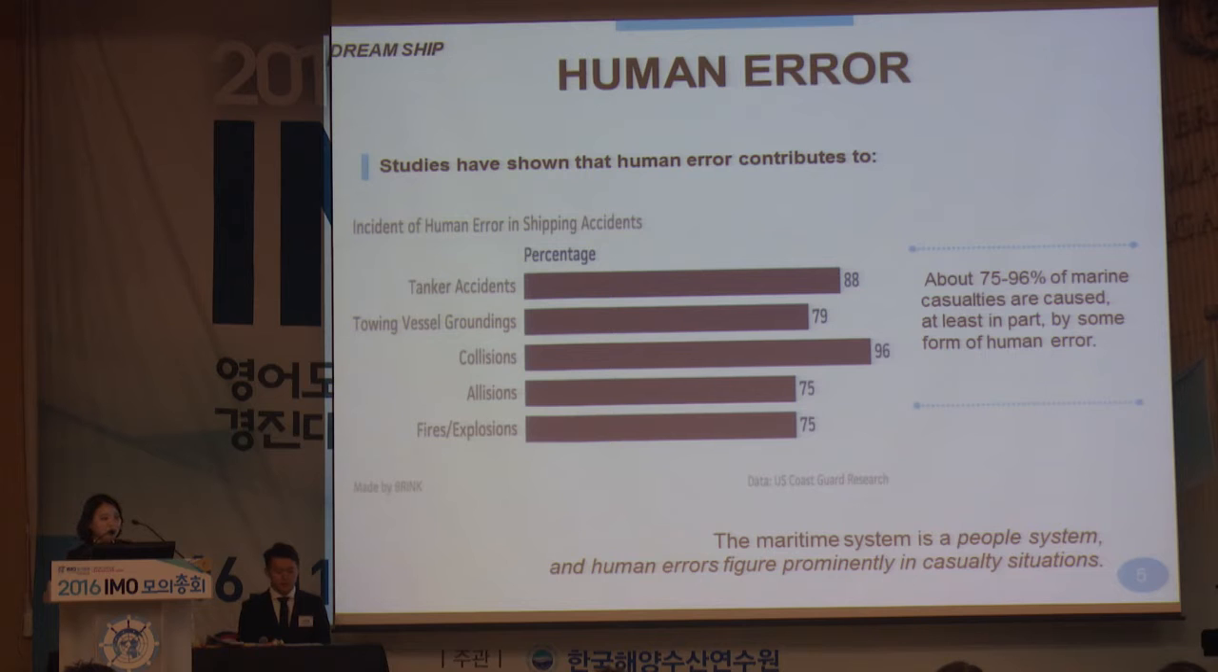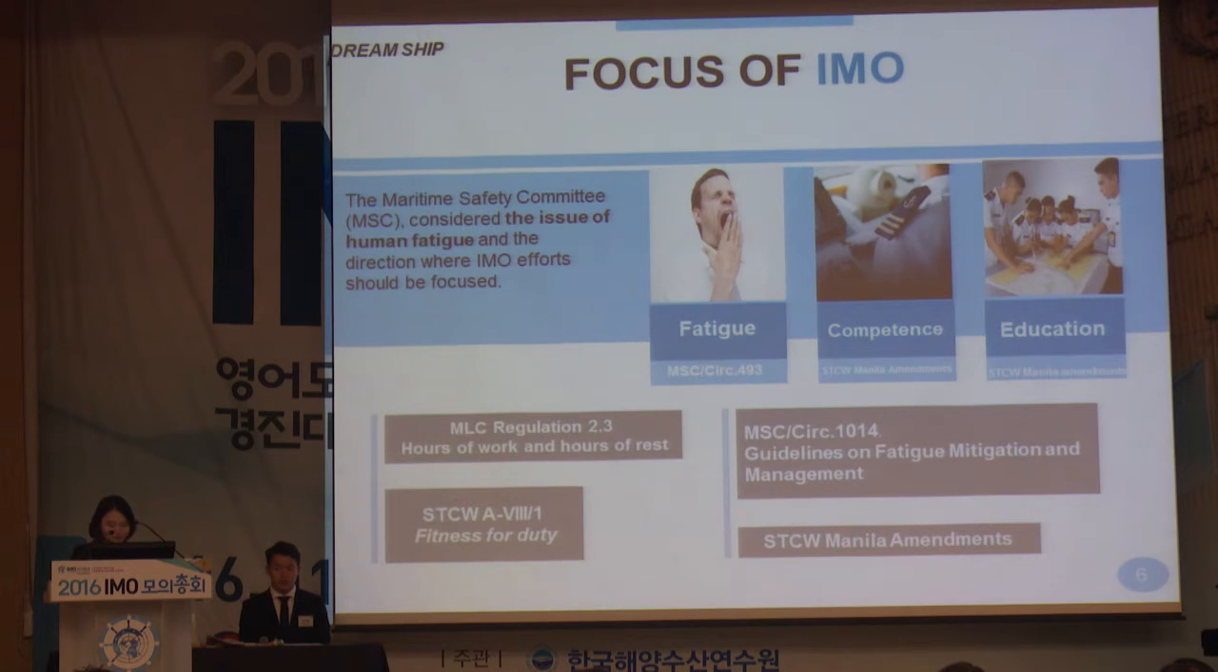According to the report by the U.S. Coast Guard, the rate of shipping accidents, including tanker accidents, towing vessel groundings, collisions, allisions, and fires and explosions, is about 75 to 96%. It means that the maritime system is a people system, and human errors figure prominently in casualty situations. That is, human error is more serious than we think it is. Particularly, human error resulting from fatigue is now widely perceived as the main cause of marine accidents.